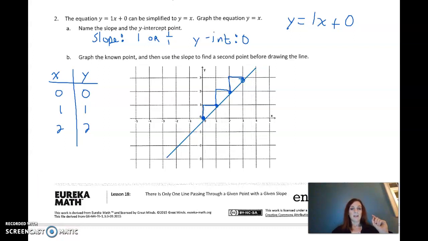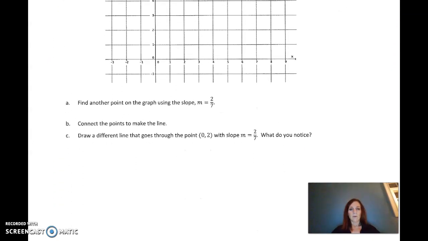Now, remember what I said, that we could have gotten here from an input-output table. 1, 1, right here. 2, 2, right here. 3, 3. So you can see this line is representing all these points. So don't panic when you see something like this. Add a 0 to it. That's your y-intercept. Put a coefficient of 1 in there. Oh, last one?